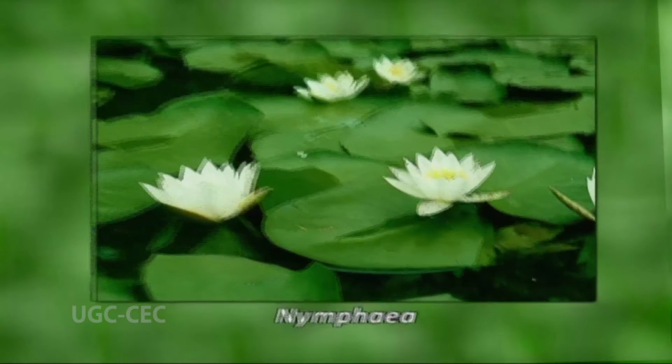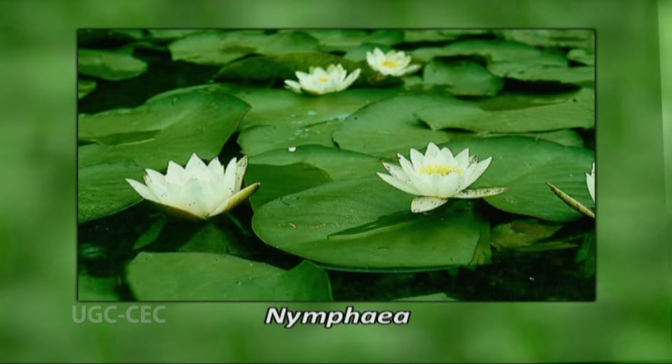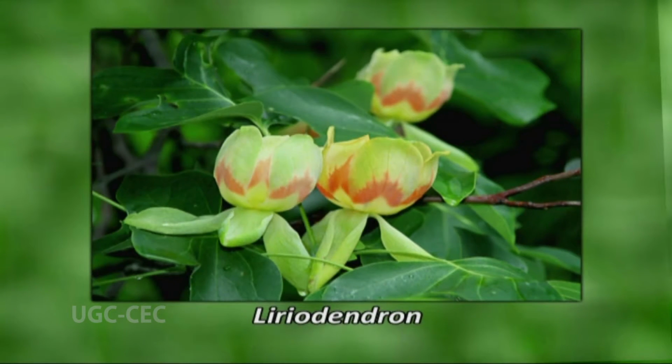Number two, some generic names are of poetic or mythological origin. For example, Nymphaea denotes the lovely water nymphs. Number three, many generic names denote some characteristic features of the plant. For example, Liriodendron or lily tree is named after the shape of the flowers of the tulip tree.